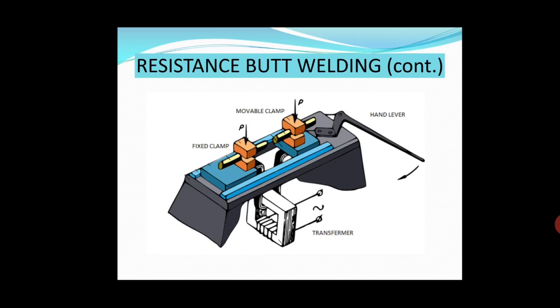So once they come in contact, current starts passing and resistance develops. Due to this resistance, heat develops, and when due to heat the ends reach their fusion point, additional pressure with the help of a hand lever or spring arrangement is given, and the welding process completes. At the same time, immediately the flow of current is cut off.